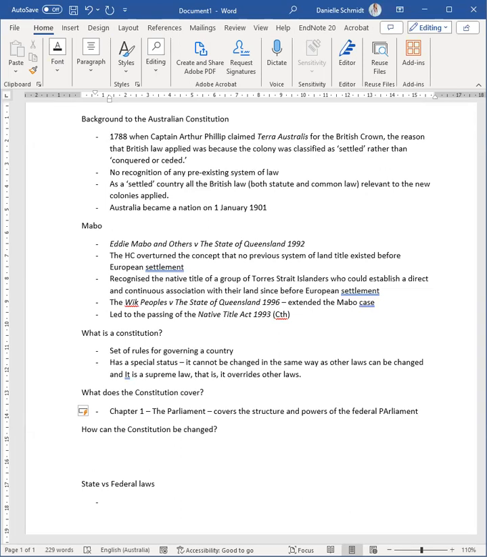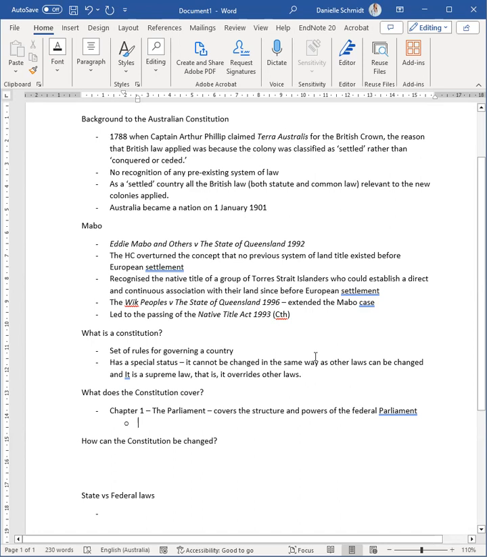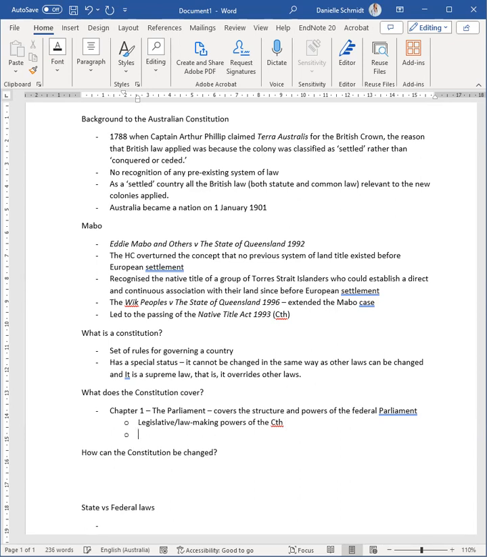This also includes the general legislative, law-making powers of the Commonwealth. This is held by the federal Parliament, consisting of two houses, the Senate and the House of Representatives, and the Queen, who is represented by the Governor-General. It also covers the appointment of the Governor-General and the Governor-General's powers to summon and dissolve Parliament.